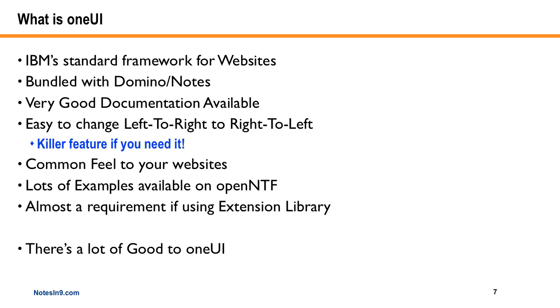One of the killer features of One UI is that it's very easy to go from left to right reading to right to left. So if you're dealing with some of the languages that do that, then you want to use One UI and just be done with it. It also gives you a common feel to all your websites, so they all look alike, if that's what you want. There are lots of examples available as well.